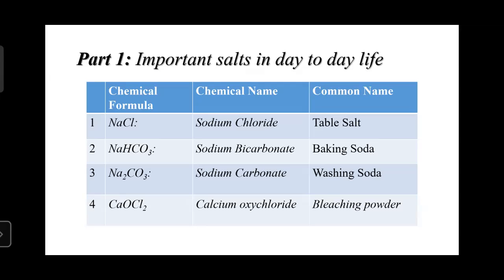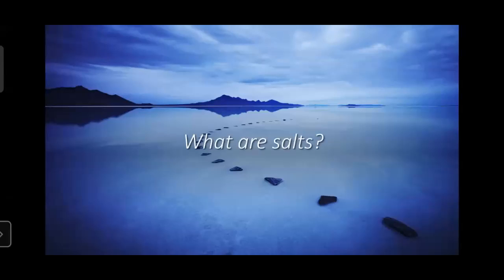The third salt is washing soda. Chemical name of washing soda is sodium carbonate, and the chemical formula is Na2CO3. And the fourth one, bleaching powder, chemically it is called calcium oxychloride. Chemical formula is CaOCl2. Now we will see what we mean by salt.